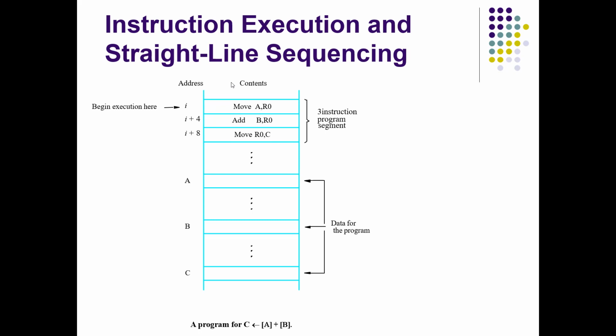After executing the complete program, the results are stored in memory in various locations. Data A is stored here, B is stored here, and C is stored somewhere else in the memory. So in this way, the instruction execution will happen.